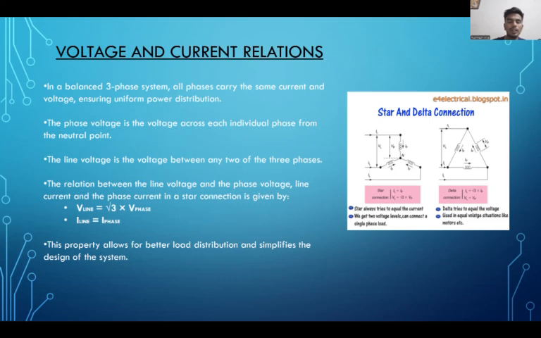So, the relation between the line voltage and the phase voltage, and the line current and the phase current in a star connection is, as previously discussed, line voltage is root 3 times phase voltage. And in star connections, line current is equal to phase current. While in delta connections, line current is equal to root 3 times phase current and line voltage is equal to phase voltage. So in simple terms, star connection always tries to equalize the current and delta connection tries to equalize the voltage. This property allows for better load distribution and simplifies the design of the system.